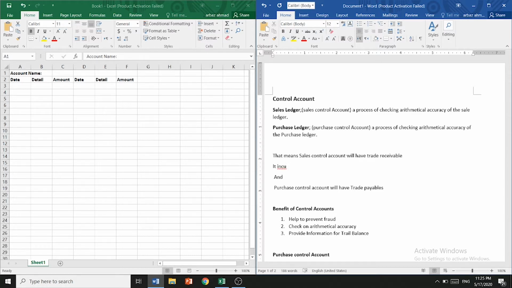It includes credit sales, and we have sales return, then we will have discount allowed to the trade receivables, then also we will have bad debts. All right, and we will have almost the same thing excluding the bad debts in here because we don't have bad debts for purchase.